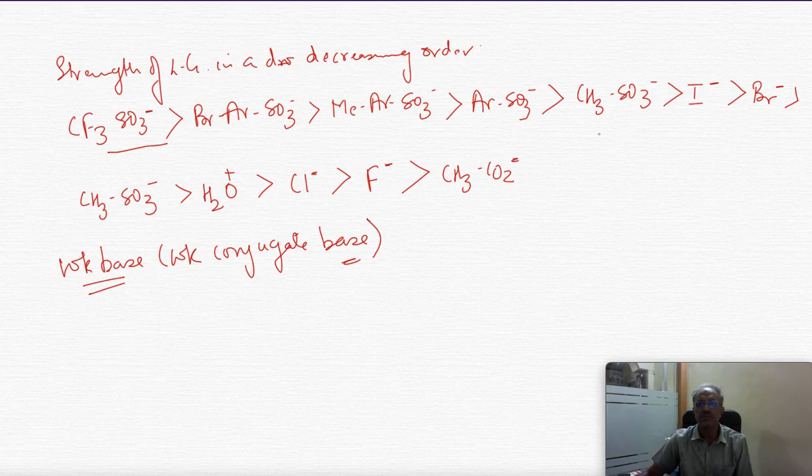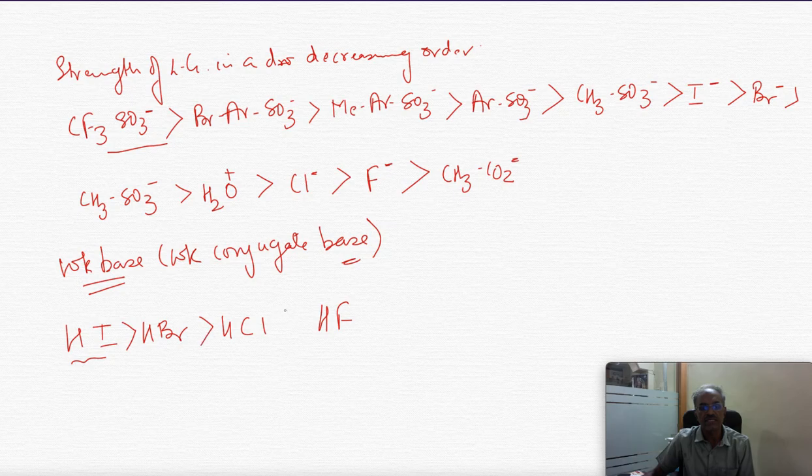Forget about all these. We will take iodine, bromine, chlorine and fluorine. Suppose I take HI, HBr, HCl and HF. Now, as we know, HI is more acidic than HBr, which is more than HCl, which is more than HF. Why? Because iodine can easily donate a proton. It has a higher atomic size, is very big, so the proton can easily part off from HI, giving H plus plus I minus.